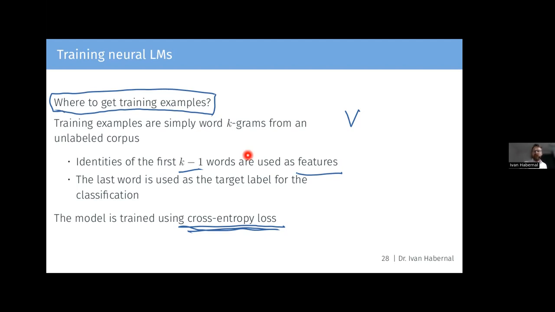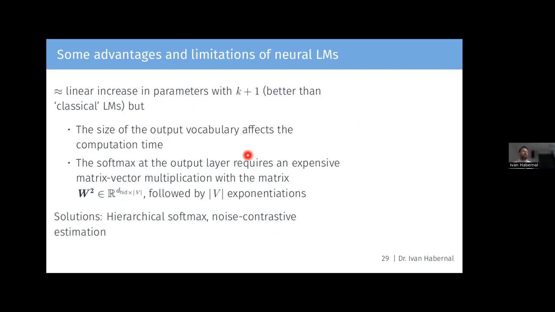Okay, so let's talk about some advantages and limitations of neural language models. If you compare to classical, count-based language models, when you add more context in the n-gram language models, you have to multiply again by the size of the vocabulary. If you go from bigrams to trigrams, you have V times V and again times V, so 50,000 times more parameters. This is really exponential growth of the parameters, while here it grows roughly linearly. If you add more context, it's a roughly linear increase in the number of parameters. So it's great, you can make a larger context.